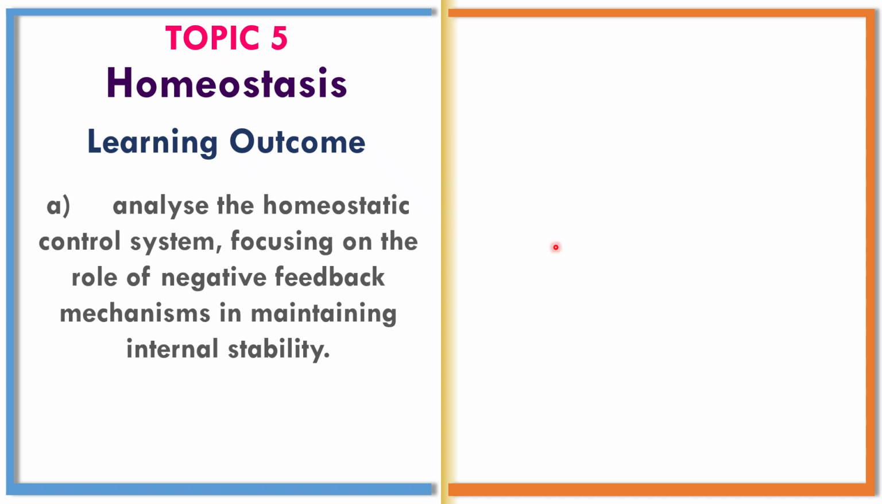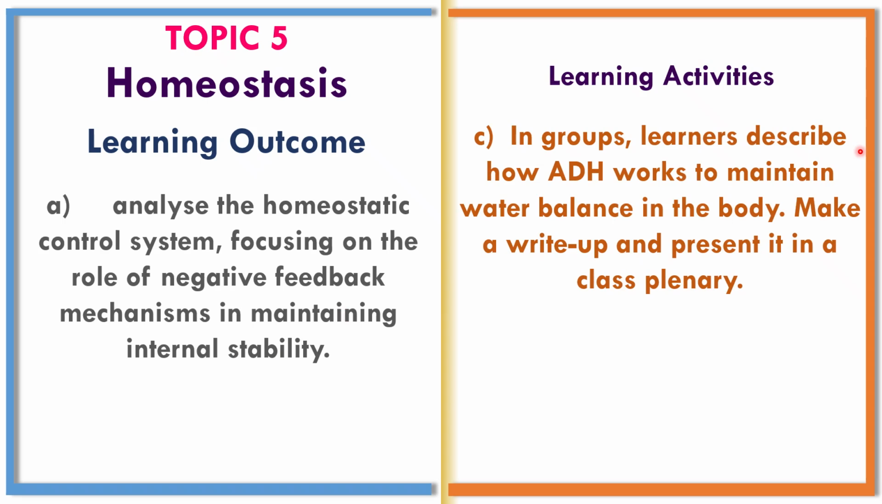Our learning outcome A: analyze the homeostatic control system, focusing on the role of negative feedback mechanism in maintaining internal stability. We are looking at learning activity C. In groups, learners describe how ADH, antidiuretic hormone, works to maintain water balance in the body. Make a write-up and present it in a class plenary.